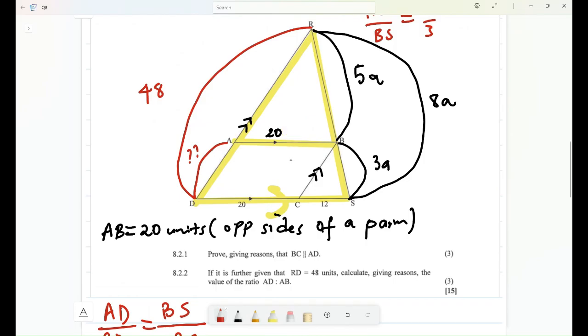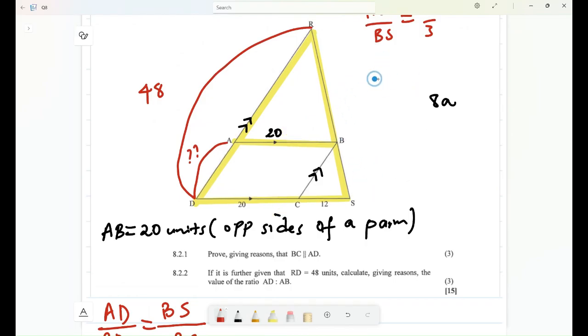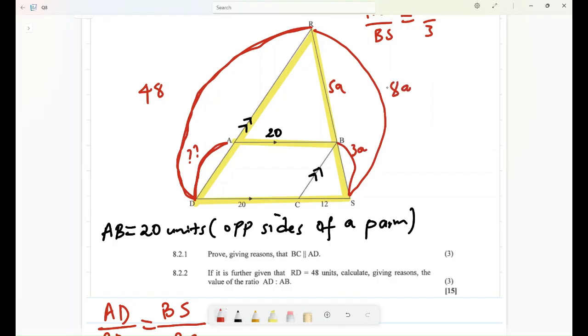Let me repeat that statement. Let me try to remove this. I was given RD, right? I know the exact value of RD, and the examiner now wants AD. Now I'm going to use the proportionality theorem and use RS and BS on this side, because they're in proportion. Remember this was 5 and this was 3, but I like to use this. So this is 8A and this is 3A. So we do not need that one.